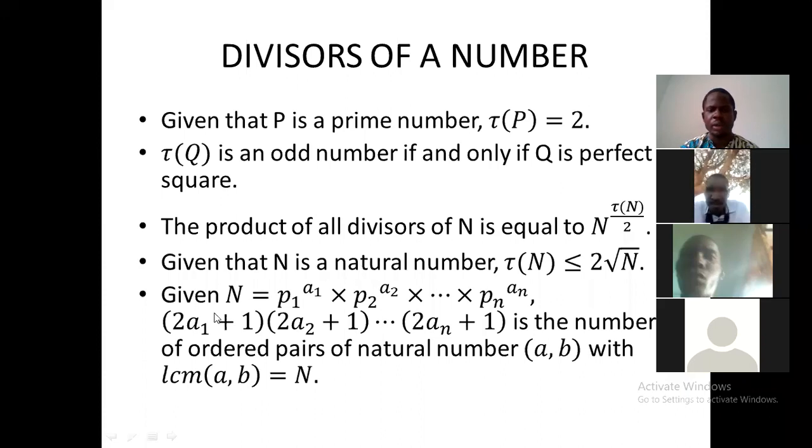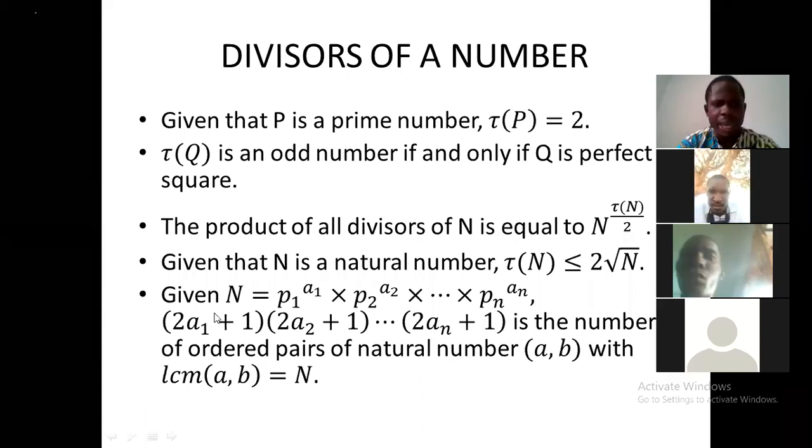Now the last one is that given n equal to p1 raised to a1 times p2 raised to a2 and so on, that is, the prime decomposition of n, then (2a1 plus 1) times (2a2 plus 1) times ... times (2an plus 1) is the number of ordered pairs of natural numbers (a, b) with LCM equal to n. Let's look at illustrations so that we understand this last point perfectly well.